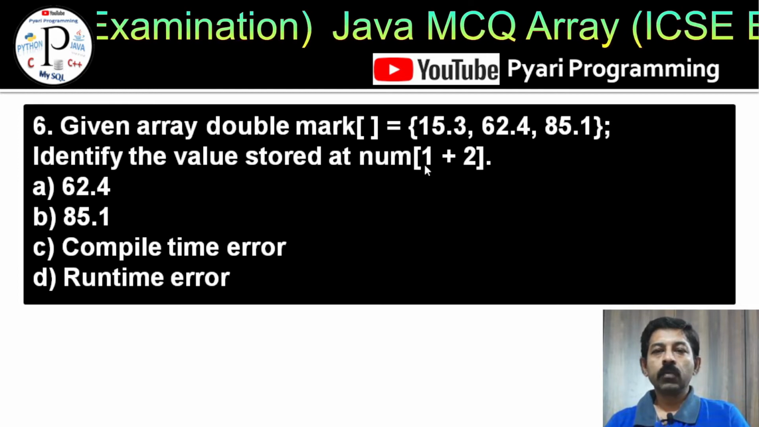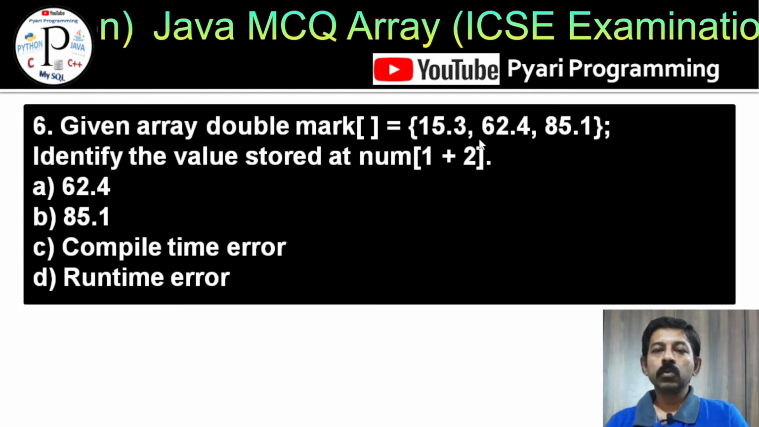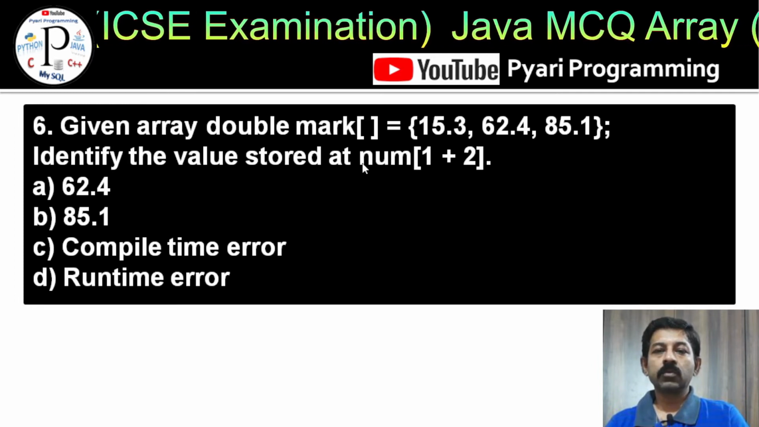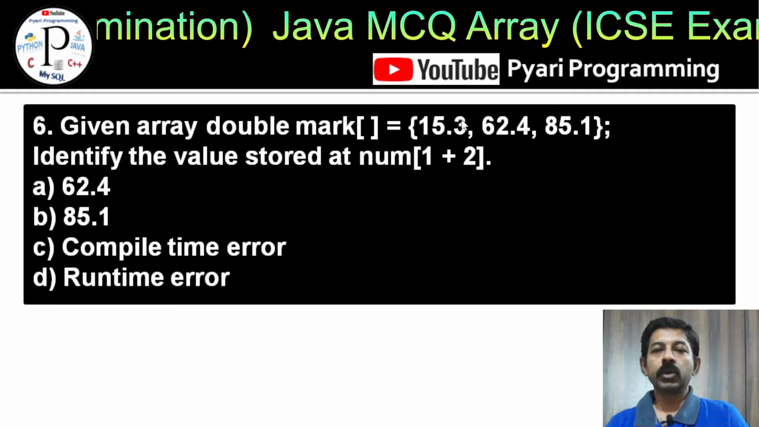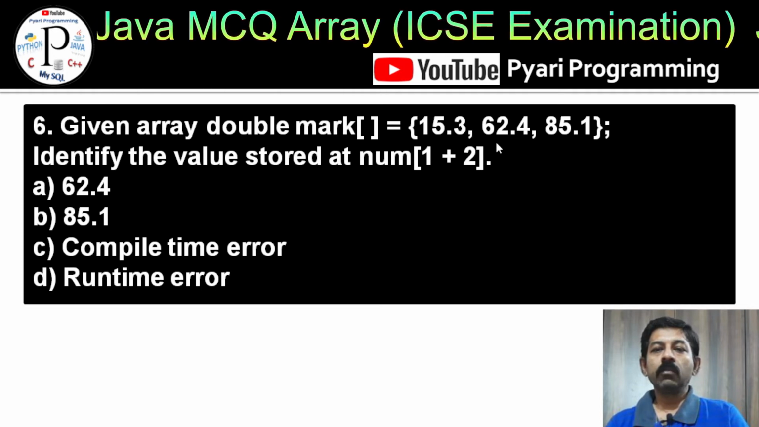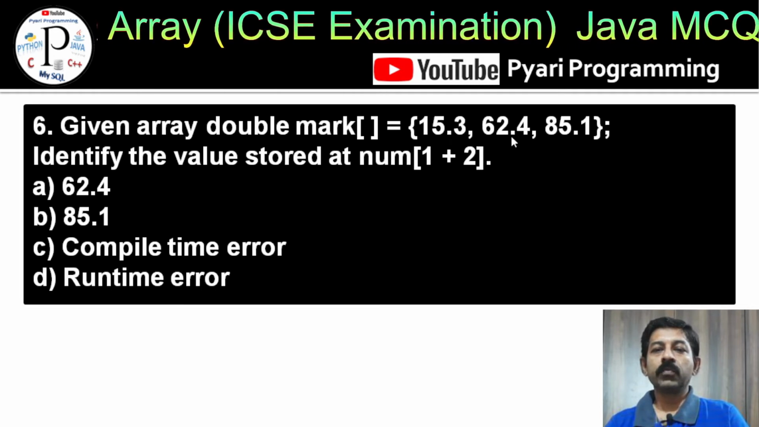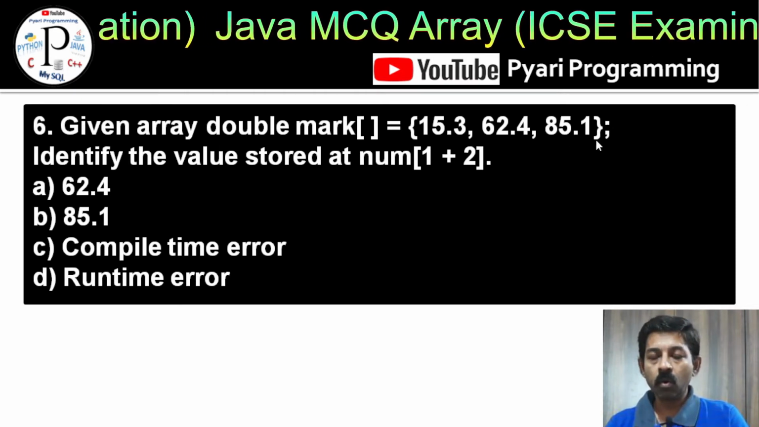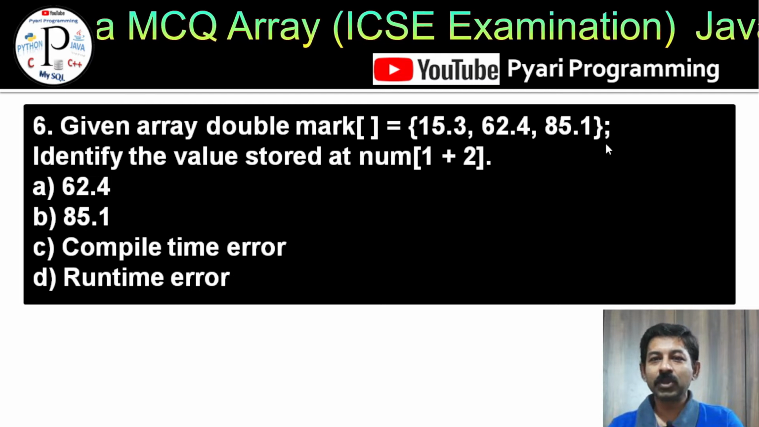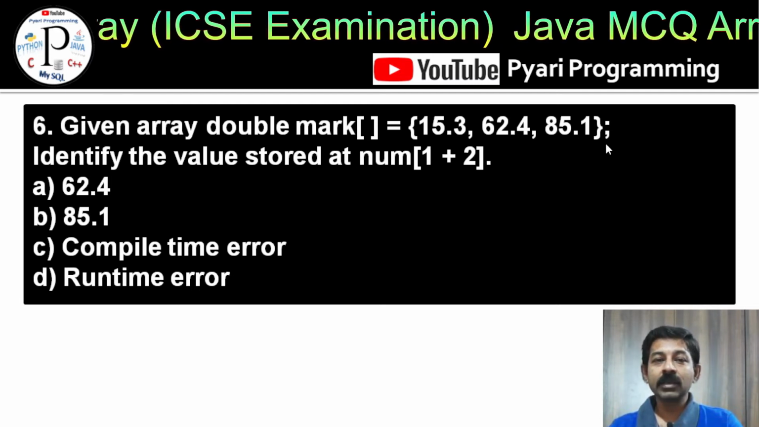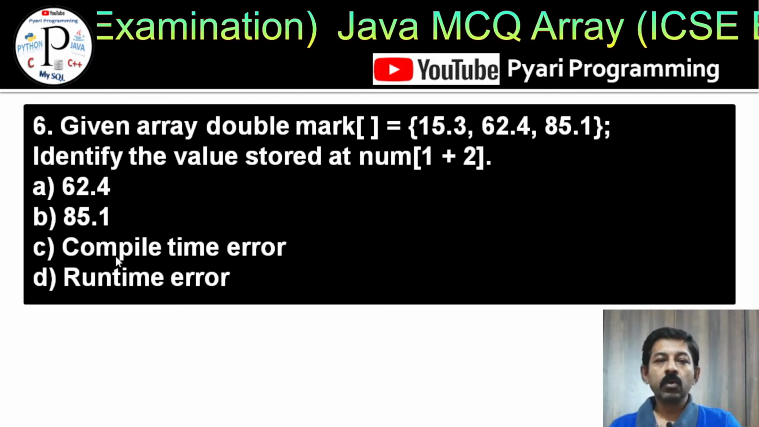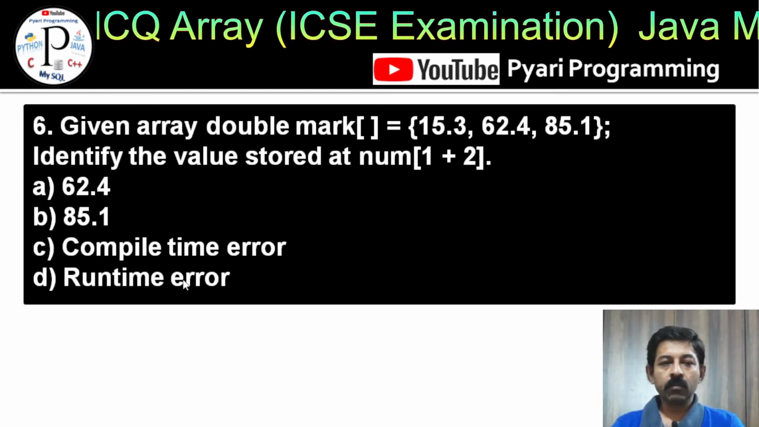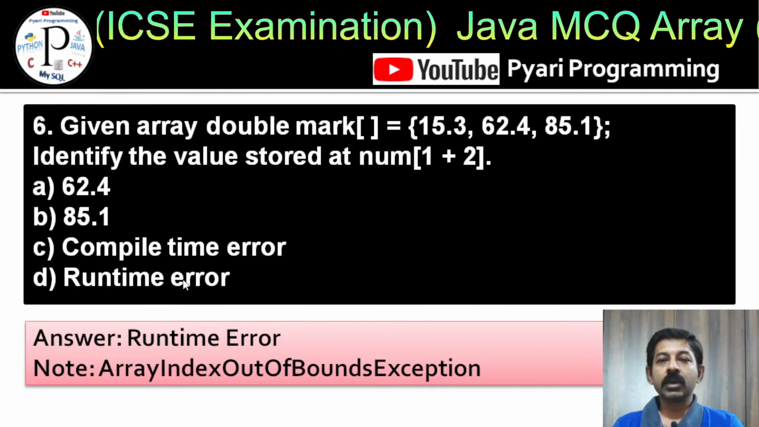Now let's go for this one. 1 plus 2, as we have already seen that we can have an expression also. 2 plus 1 is 3. Num of 3. 0 position contains 15.3, 1 position contains 62.4, 2 position contains 85.1. No, we don't have any third index position. That means it is an error. We know it is not a compilation time error, so obviously it is a runtime error. Let's check whether it is runtime error or not. Yes, it is runtime error.